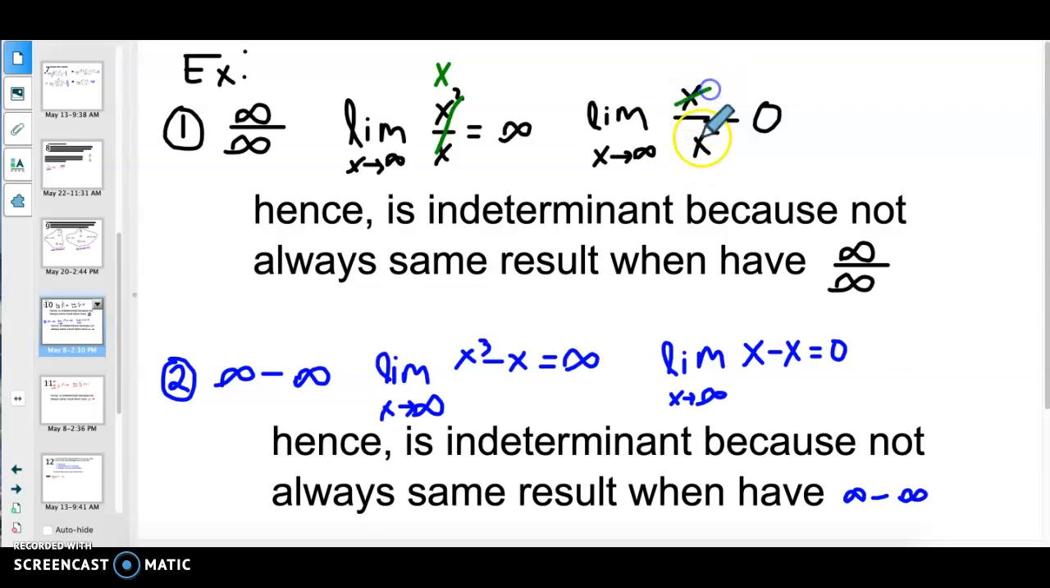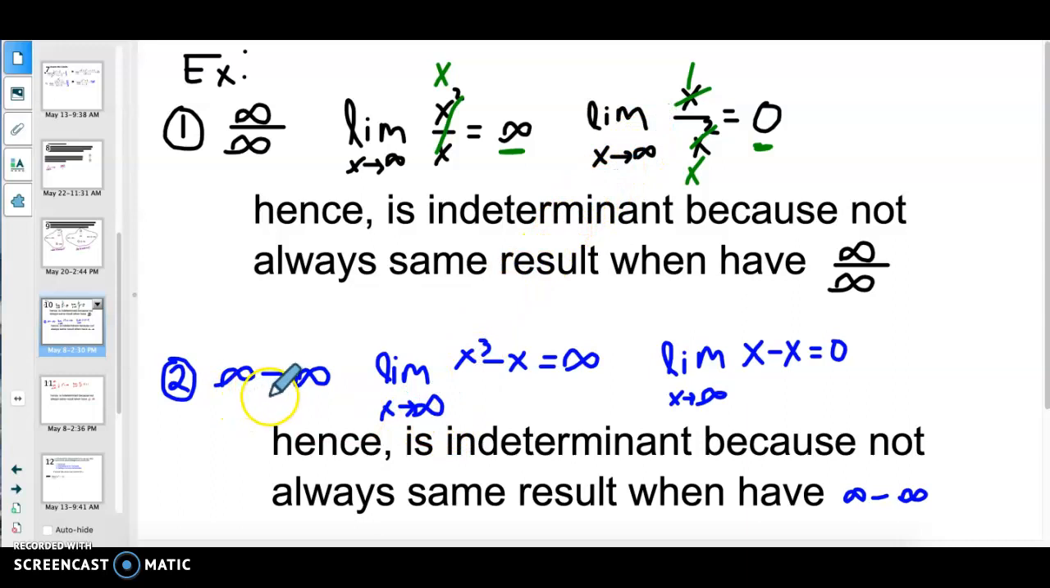But if you were to simplify this one, you're left with 1 over x. If we have 1 over x and you plug in infinity, that's going to be 1 divided by a huge number, so that's going to 0. Hence this is indeterminate because you're not always going to get the same result. In one of these instances we got infinity, in the other instance we got 0. When you don't get the same result every time, that's going to be an indeterminate case.